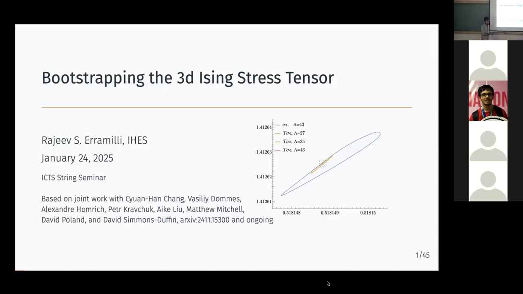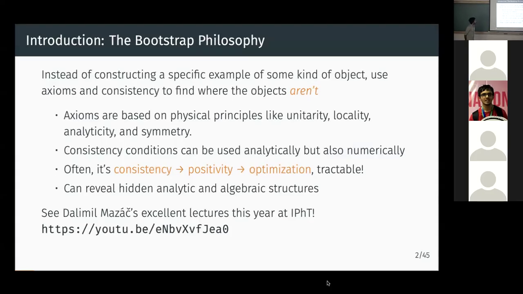Before I get into the CFT or the Ising CFT, I wanted to say a few words about the bootstrap philosophy, just so that we can all be on the same page. The point of view of a bootstrapper is, instead of constructing some specific example of an object, we use axioms and consistency to find out where the objects aren't in some parameter space. I'm being purposefully vague here because I don't want to make it sound like the only bootstrap there is is conformal bootstrap, even though the rest of this talk will be all conformal bootstrap.